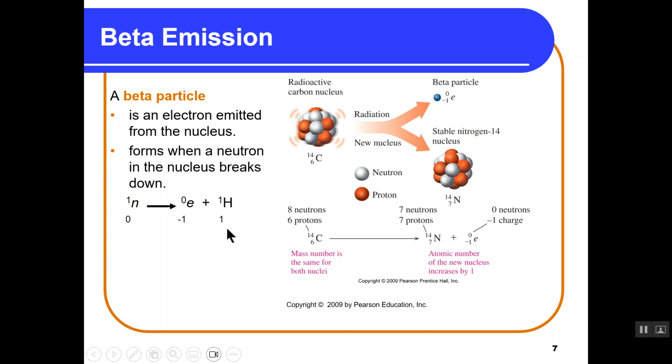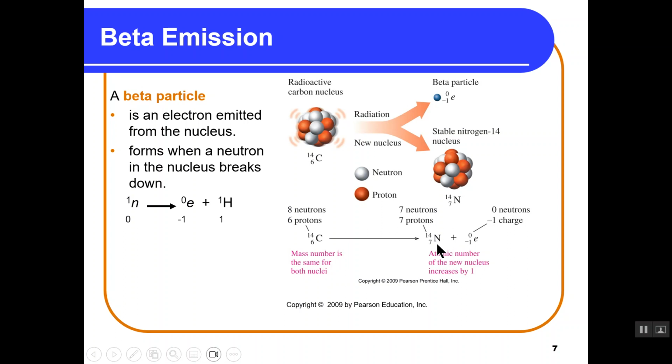So an example of this would be the beta decay of carbon-14, right? So this is carbon-14, and when it loses a beta particle, it forms nitrogen-14, right? And you'll notice that the mass number does not change going from carbon-14 to nitrogen-14, but the atomic number increases from 6 to 7.